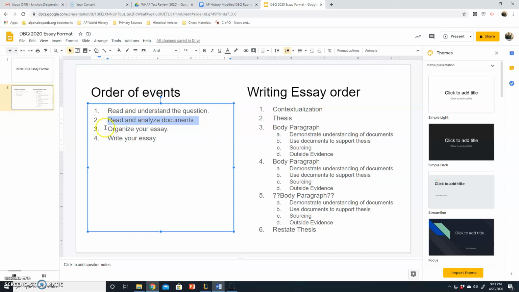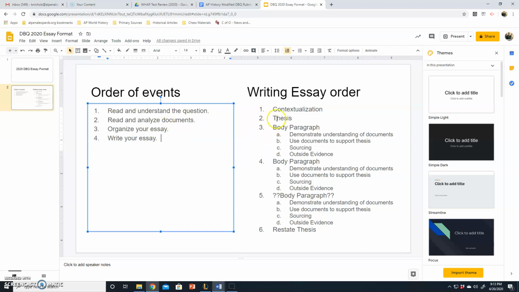Number 3, the next thing you need to do: organize your thoughts. Before you ever start writing or typing your essay, it's good to put down a plan of, okay, I might say this, I want to say this, I want to say that. These documents go together really well, so I can combine them into a body paragraph. And then the last thing, of course, is to write your essay.